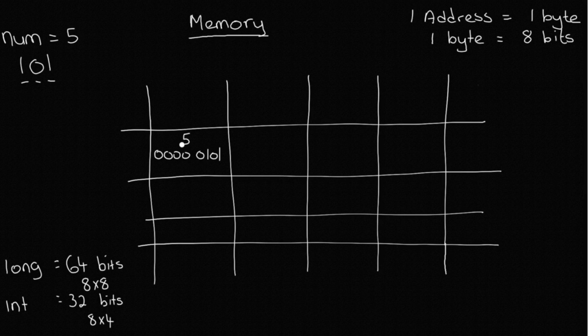Now, since we use a 32-bit integer, we have these other spaces as well. These are used up for the same num variable that we have up here. So these 3 memory addresses will just consist of all zeros. This one here will have 8 zeros, this one here will have 8 zeros, and this one here will have 8 zeros. I'm not going to draw them all out, but you can see what it would look like.